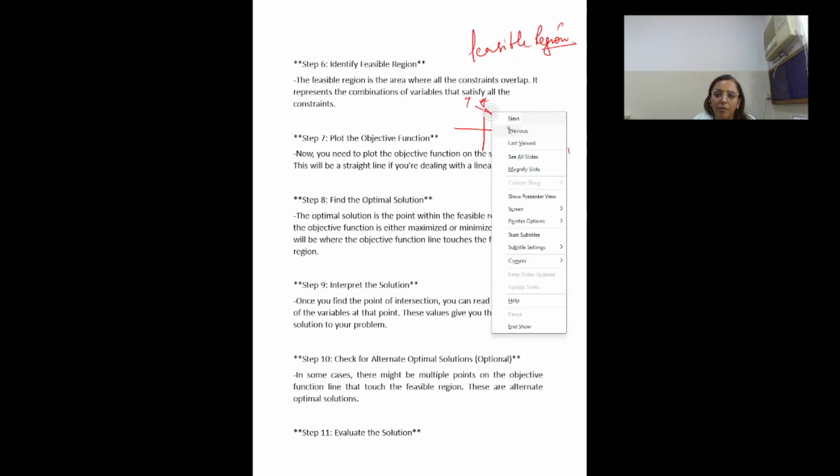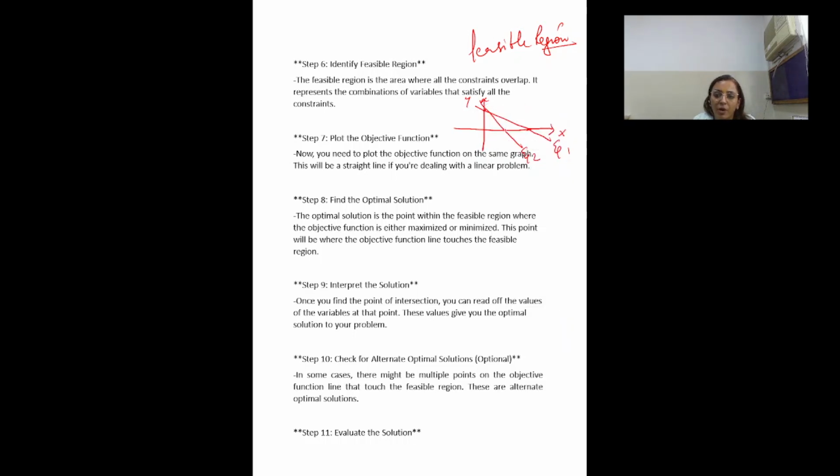We have a point number this, then we have the point number this, and we have the point number this. Right, now we have this point. Now you have to find out what is the feasible region. Then you have to make sure whether the question is a maximization, where you maximize your profit, or a minimization, where you minimize your profit.